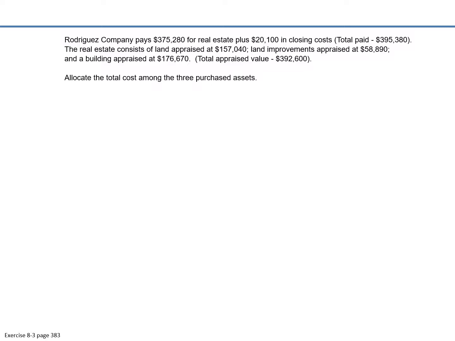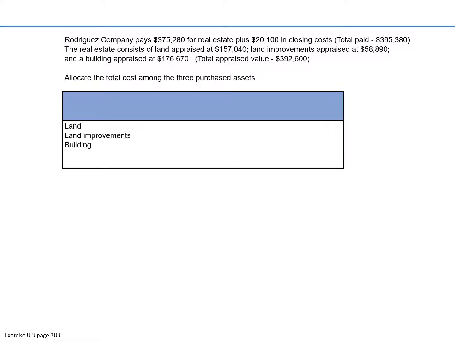So we have to allocate the total cost among the three purchased assets, right? So our appraised values: land, $157,040; land improvements, $58,890; and building, $176,670. They gave us all those appraised values in the problem, right? So we have a total appraised value of $392,600. We paid, well, okay, hold on.